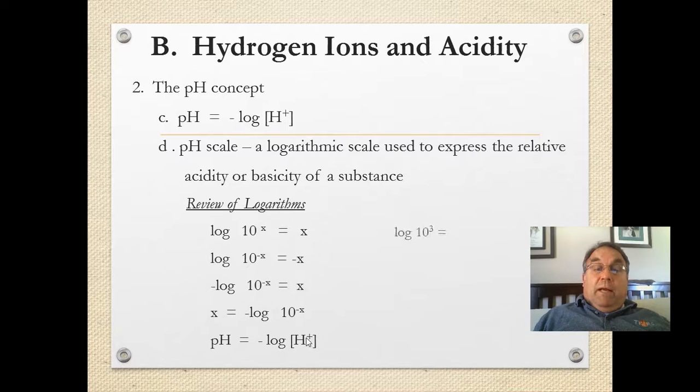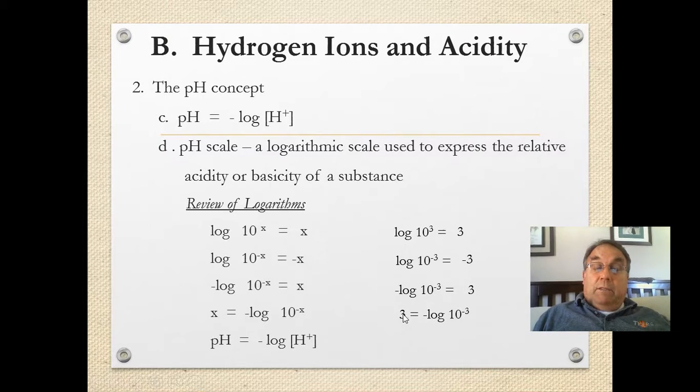Now, if we plug in actual numbers, the log of 10 to the third would be 3. The log of 10 to the negative third would be negative 3. And this is a reasonable hydrogen ion concentration in an acidic or basic solution. Actually, it'd be an acidic solution. So then if we take the negative log of 10 to the negative third, we get positive 3. Flip that equation around and we say 3 equals the negative log of 10 to the negative 3. Now this would be the pH.